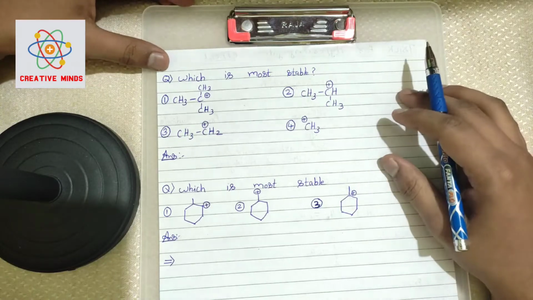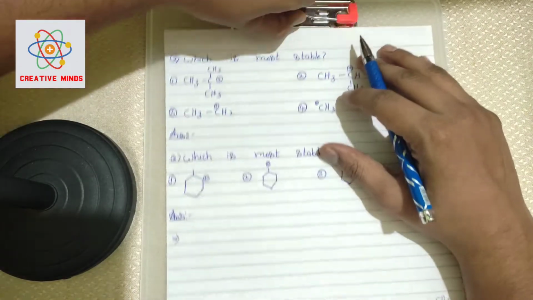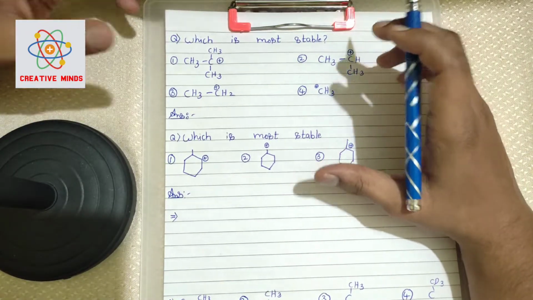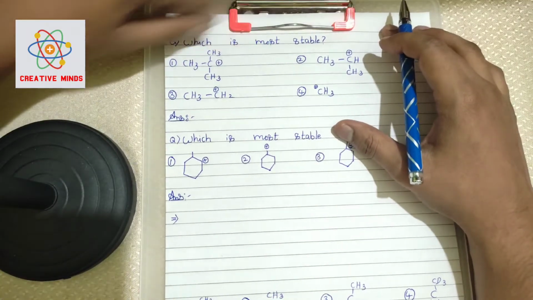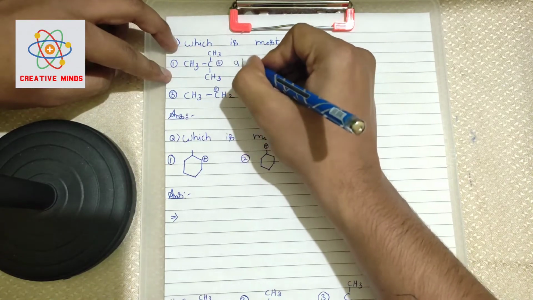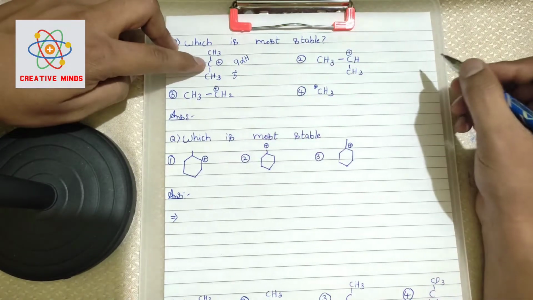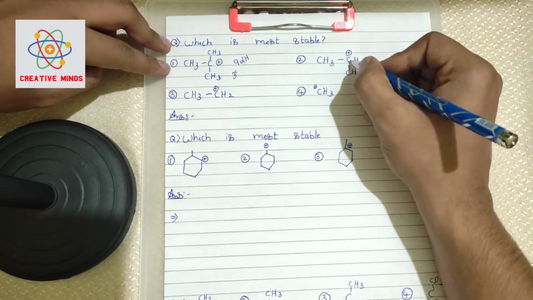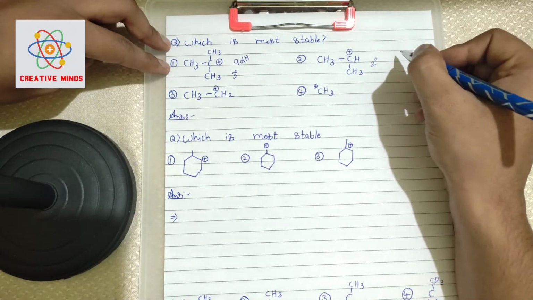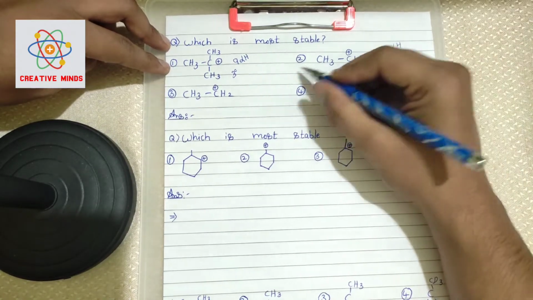Now here is the first question. They are asking which is most stable. We have to identify which is most stable. What I told you: the more the alpha hydrogen, the more the stability. Here we have 3 plus 3 plus 3, 9 alpha hydrogens, and this is a tertiary carbon. For the second option, two CH3 groups are connected, so this is secondary. How many alpha hydrogens? 3 plus 3, 6 alpha hydrogens.